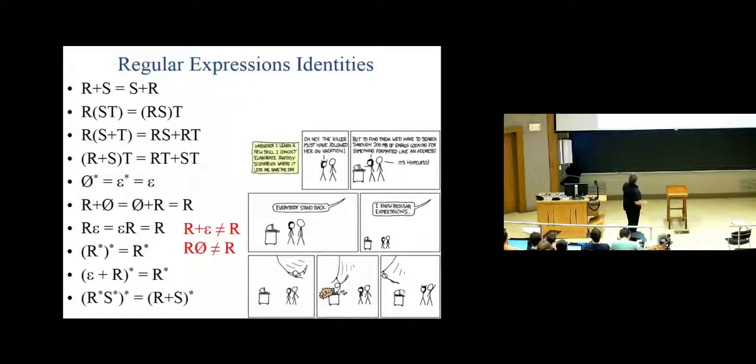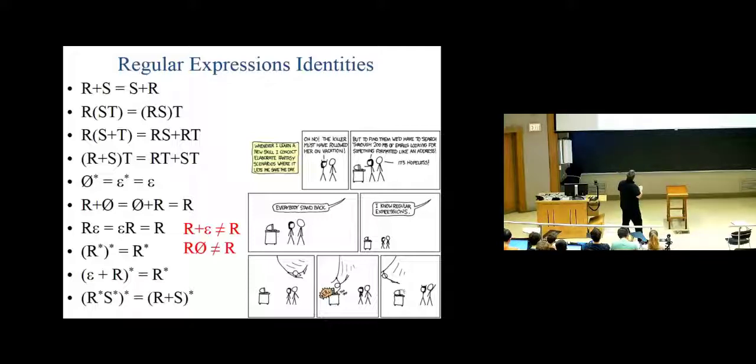So another couple of identities: R star star is equal to R star. If you star it twice, it doesn't do you much good. Starring it once is enough. You already get everything that's obtainable by starring it. R plus epsilon star is the same as R star.